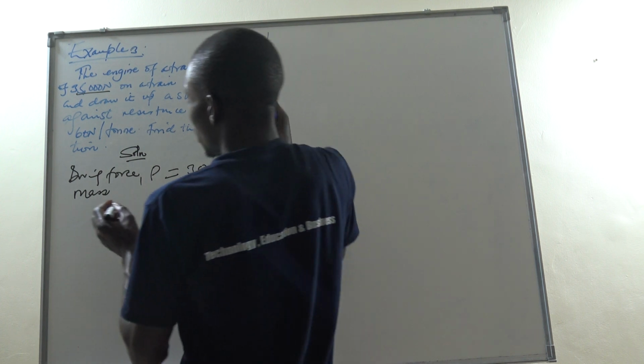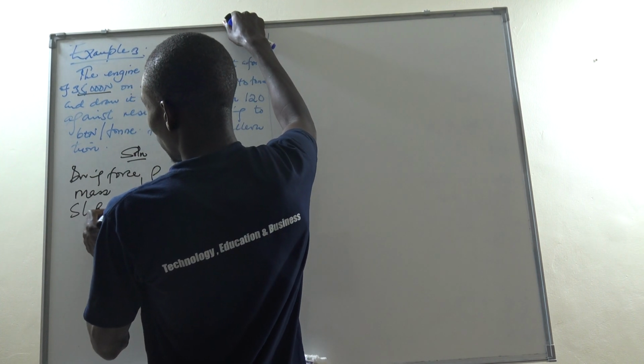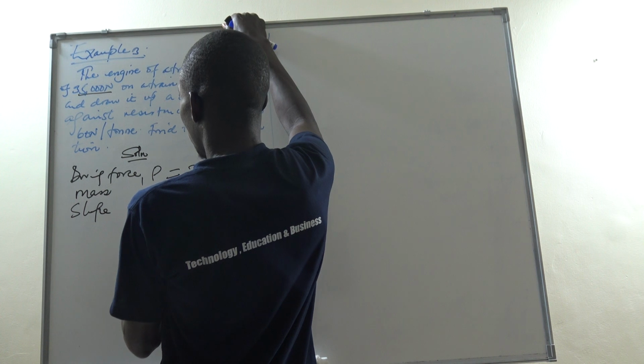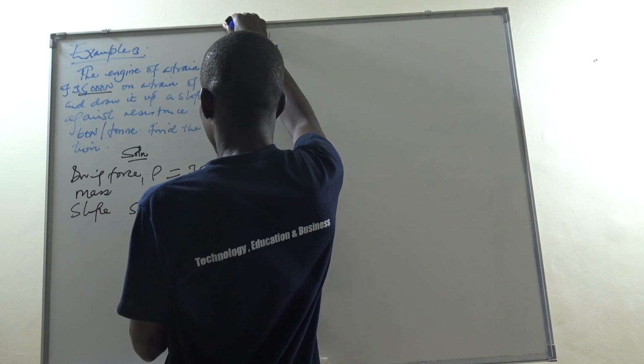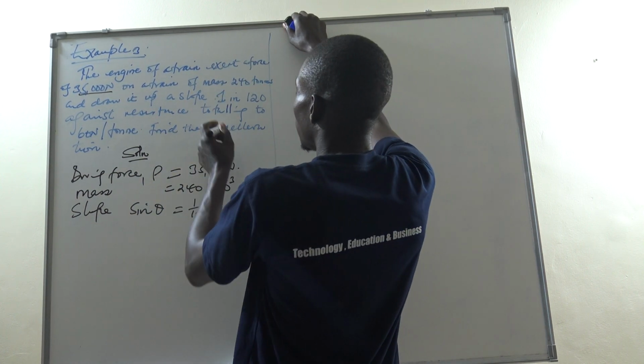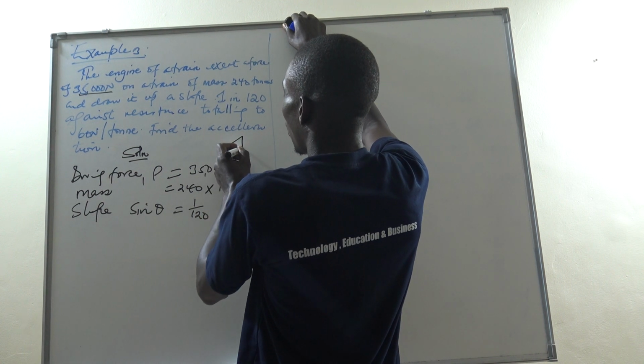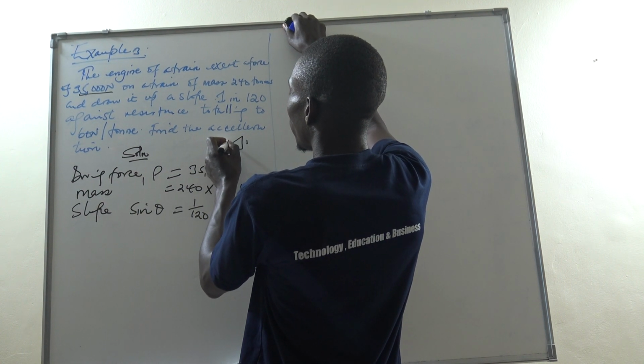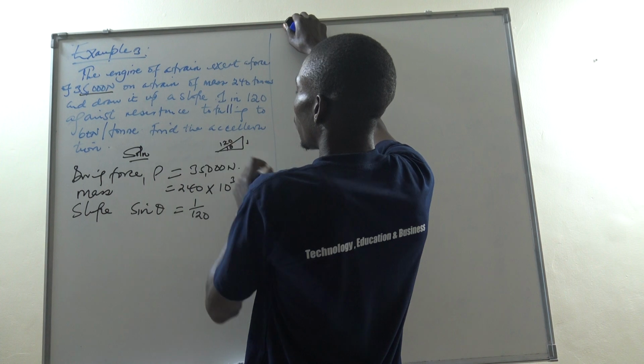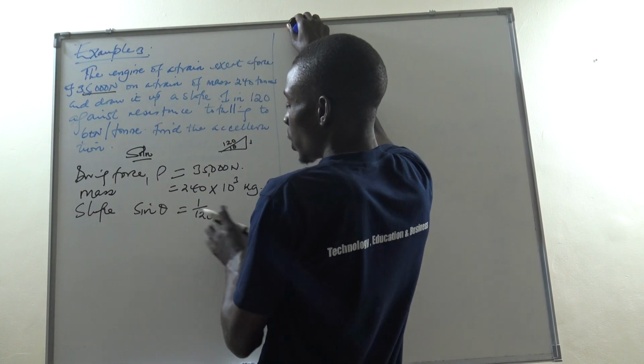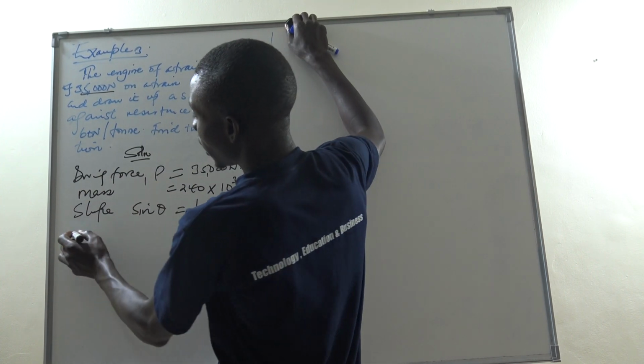And then we are saying the slope. Slope, we can say sine theta is equal to 1 out of 120, as we explained that this is the rise per slope there. So that is 1 in 120. So if I have here theta, the opposite over the hypotenuse, which will give us that.